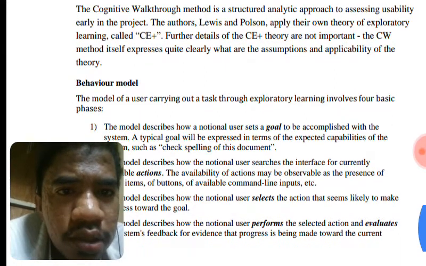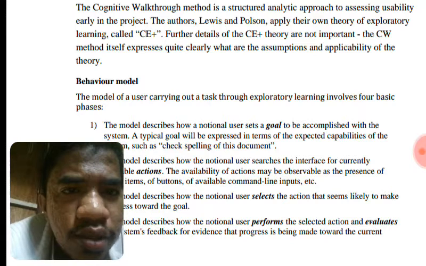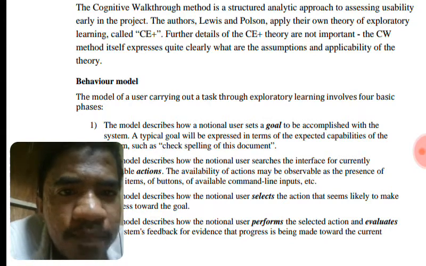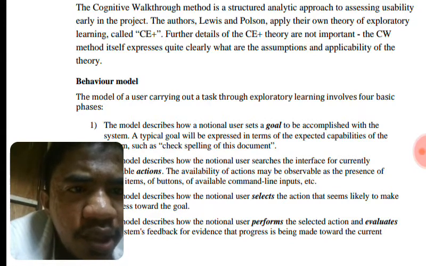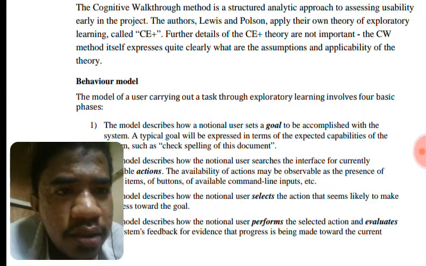Formative evaluation using cognitive walkthrough. The cognitive walkthrough method is a structured analysis approach to assessing usability earlier in the project. The authors, Lewis and Polson, applied their own theory of exploratory learning, called CE+. Further details of the CE+ theory are not important. The CW method itself expresses quite clearly what the assumptions and the applicability of the theory are.